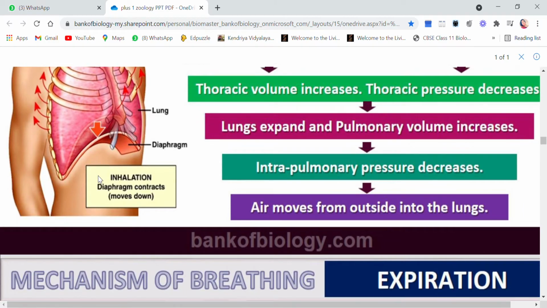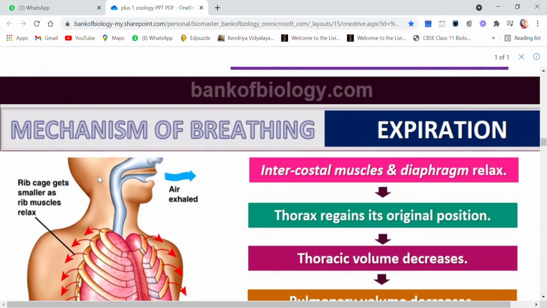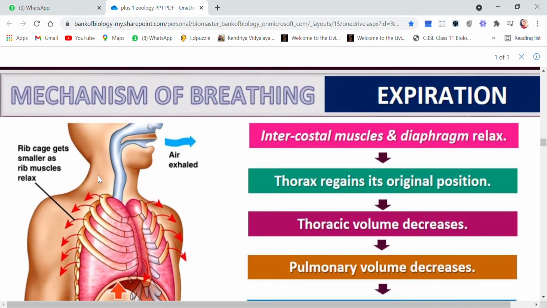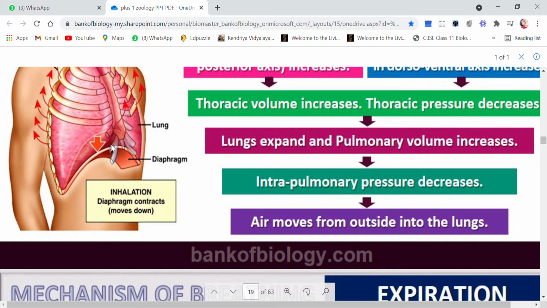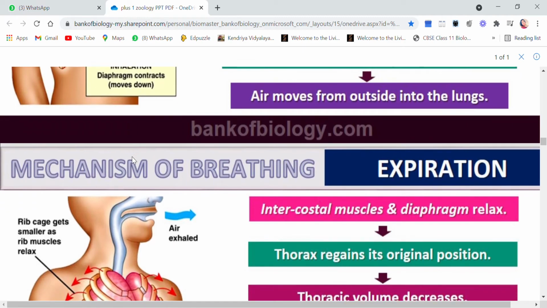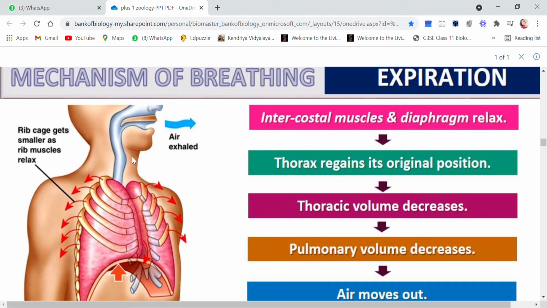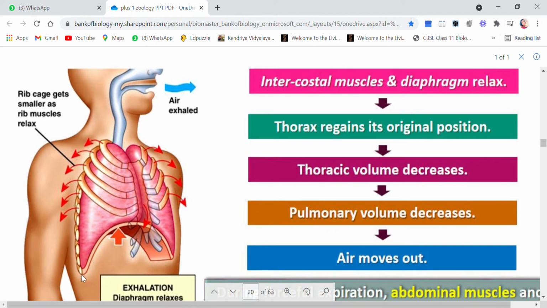Clear? Next is expiration. Now, children, just the opposite. Expiration is exhalation or throwing out of the air through the nasal chamber or the nostrils. Now, we see that intercostal muscles and the diaphragm, which was contracted here, now during expiration has relaxed. Now, as the diaphragm has relaxed, it will move back to its original position.